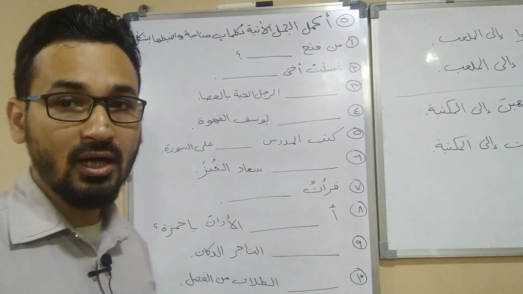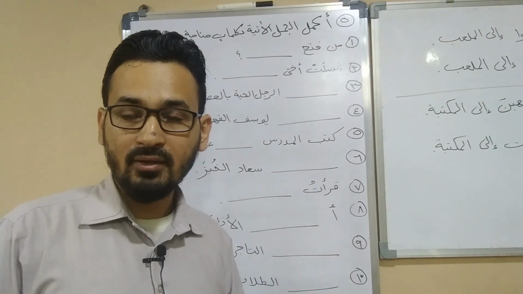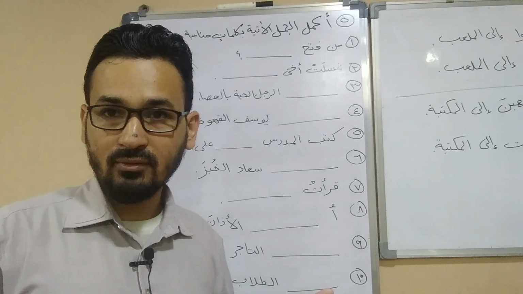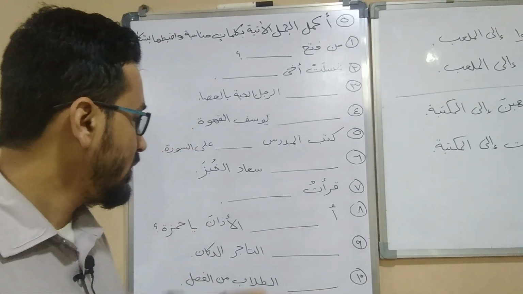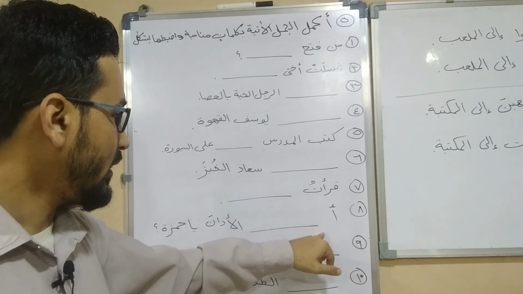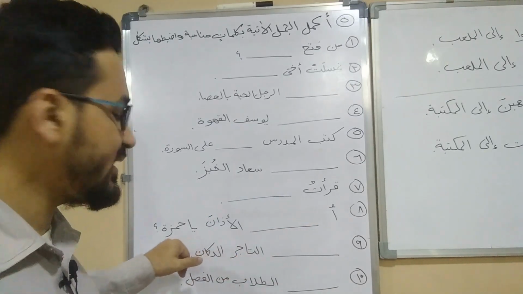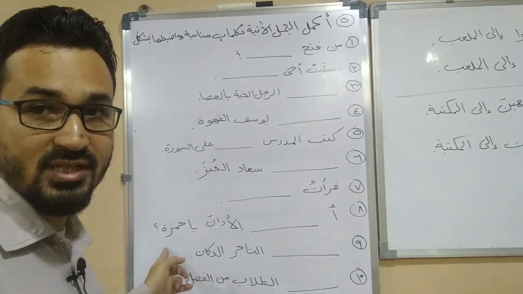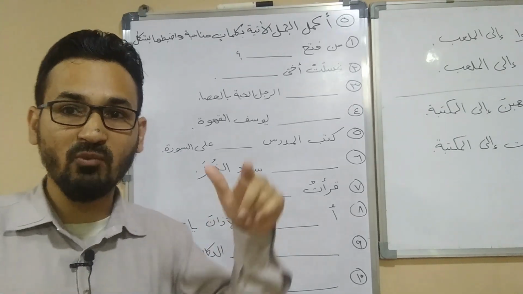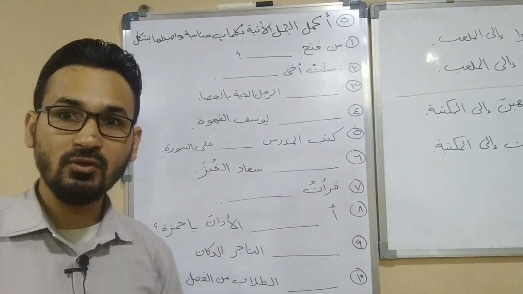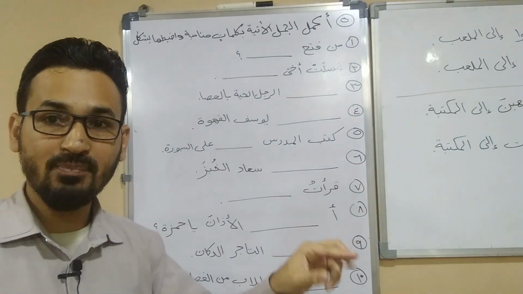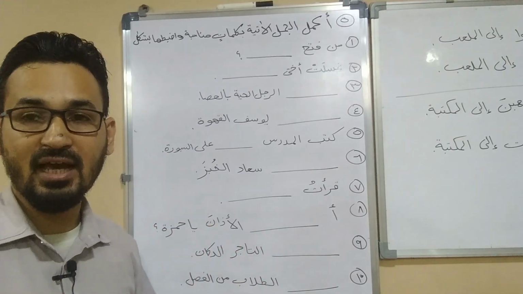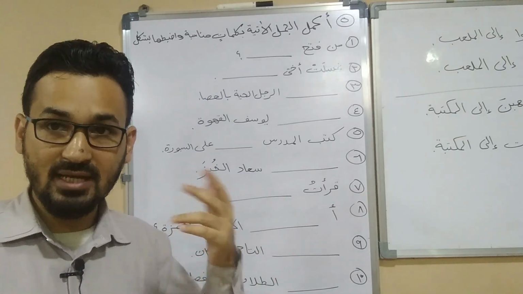Number 7, قرأت, I read. What I read? قرأت القرآن, قرأت الكتاب, قرأت المجلة. Okay? الأذان يا حمزة. Here ya hamzatu means you are talking to someone who is present, so you have to use the second person verb. So asami'ta al-azan ya Hamza. O Hamza, have you heard the azan?